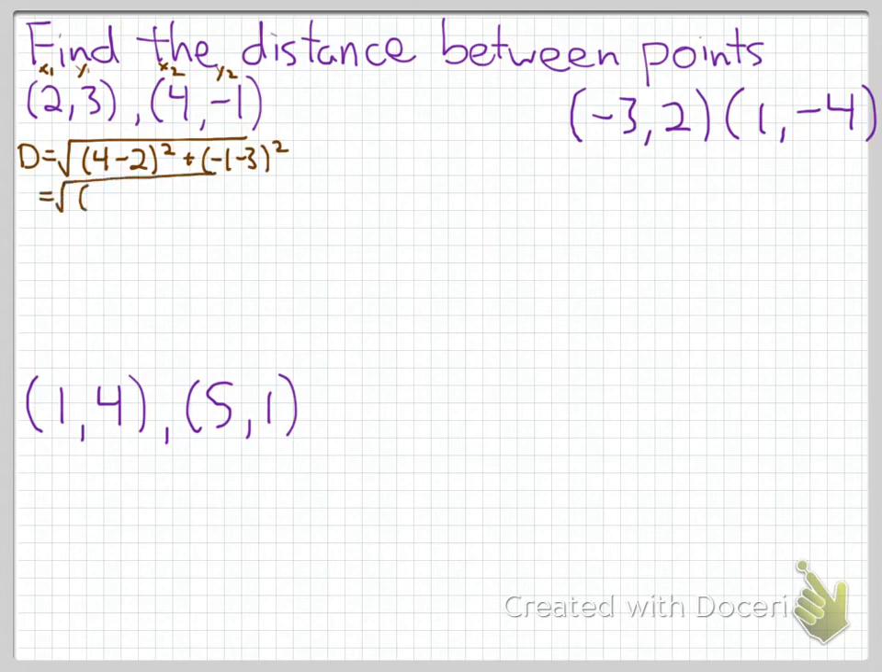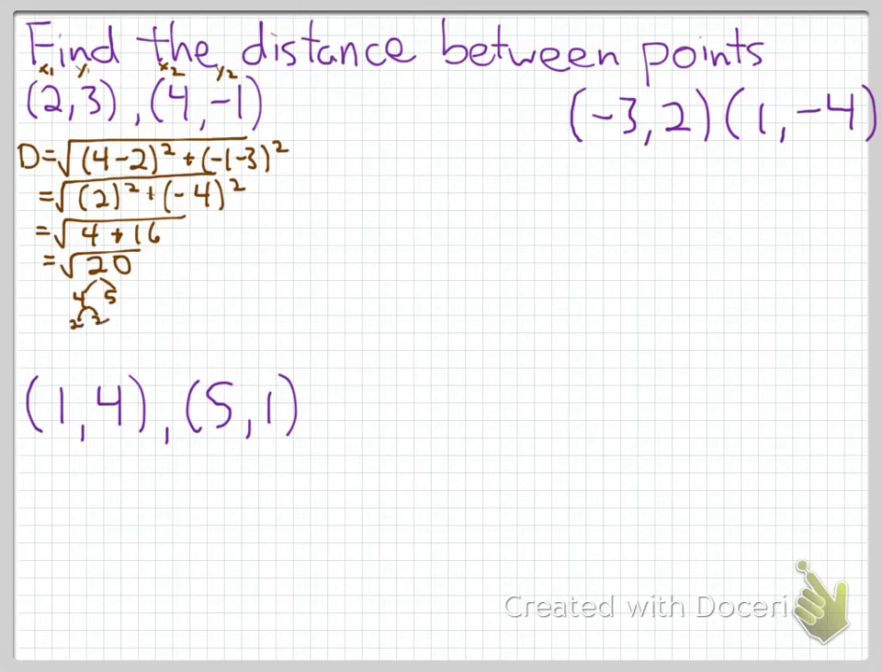4 minus 2 is 2, and then negative 1 minus 3, we should say, is negative 4. If I square 2 I get 4. If I square negative 4 I get 16, should be positive, and I get the square root of 20. Now I can simplify the square root of 20 because that's 4 times 5, and in simplified radical form we get 2 root 5 units.